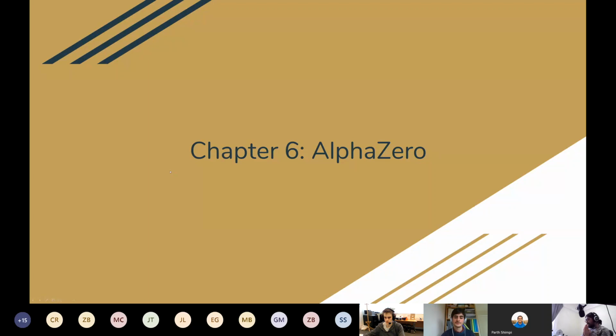Cool. So the main thing I want to talk about now is the actual algorithm that DeepMind used to solve Go, because I think this is probably the most impressive accomplishment of deep reinforcement learning thus far, and the algorithm itself isn't actually that hard. Except rather than talking about AlphaGo, I'm going to talk about AlphaZero.